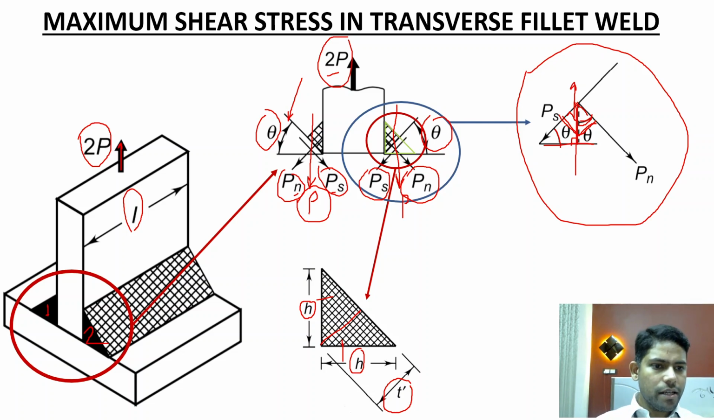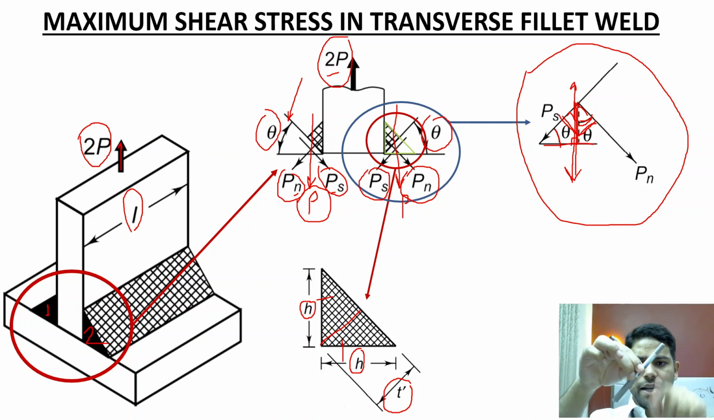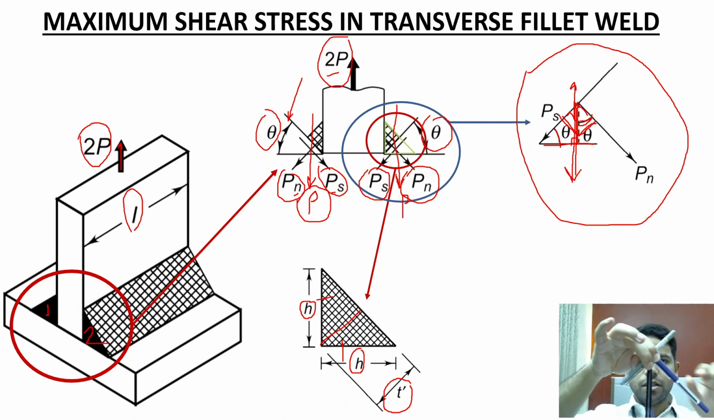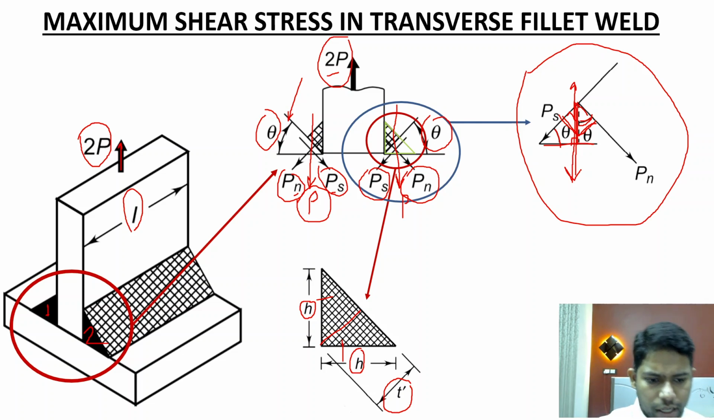Now the next thing is the resultant of these two forces is acting vertically downwards. This is your force PS, which is parallel to the plane which is inclined at an angle theta. This is your normal force which we are calling PN, and the resultant of both these forces is acting vertically downwards. Therefore the horizontal components of the force PS as well as PN are equal and opposite in nature, so they cancel each other out, and the resultant of these two forces acts vertically downwards. Now let's start with our derivation.